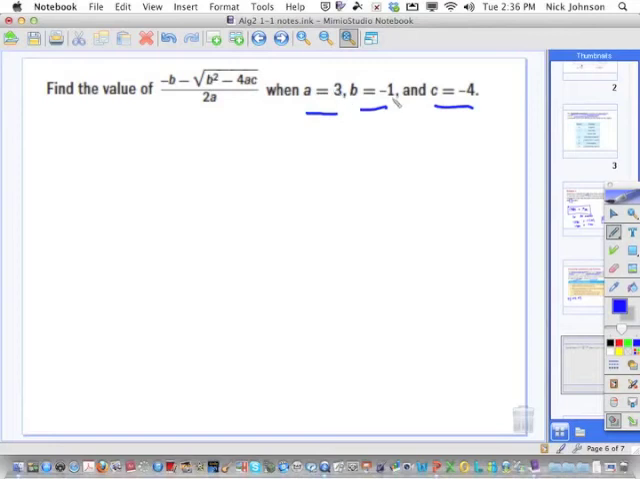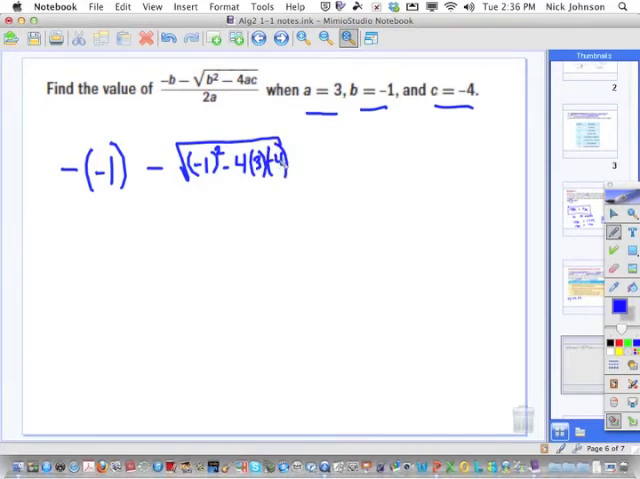As soon as I put these numbers in, we are evaluating the expression. So, negative b. What's b? Well, b is a negative 1. Minus the square root of b squared, so it's a negative 1 squared. Minus 4 times a, which is 3, times c, which is a negative 4. All over 2 times a.